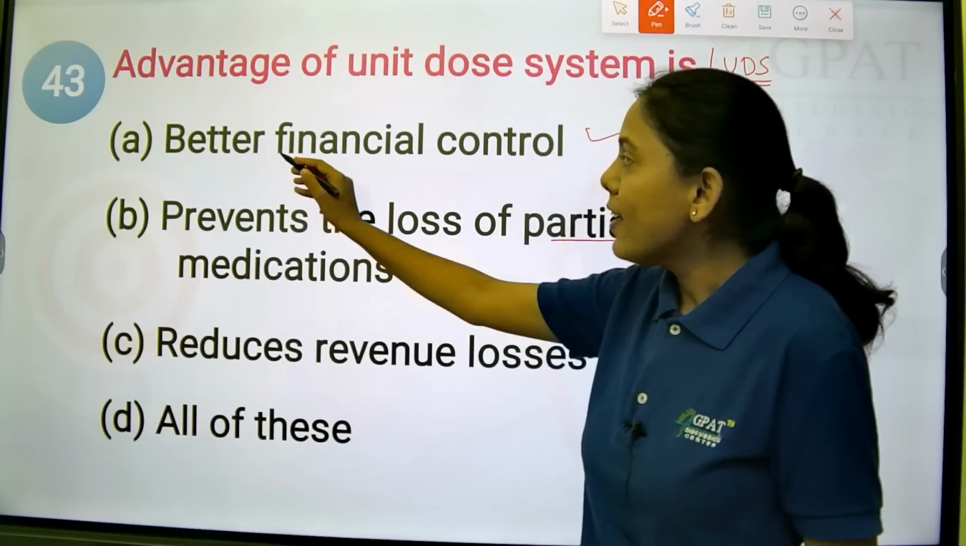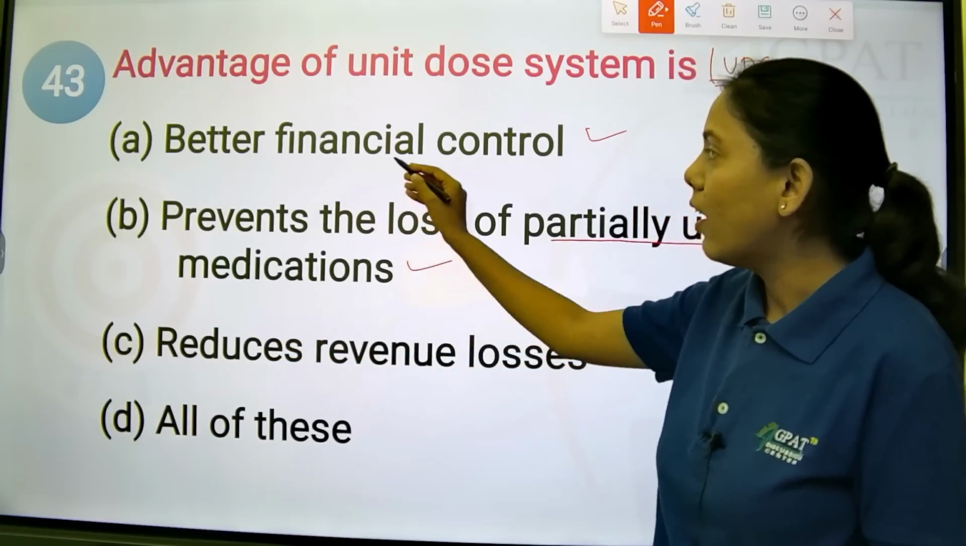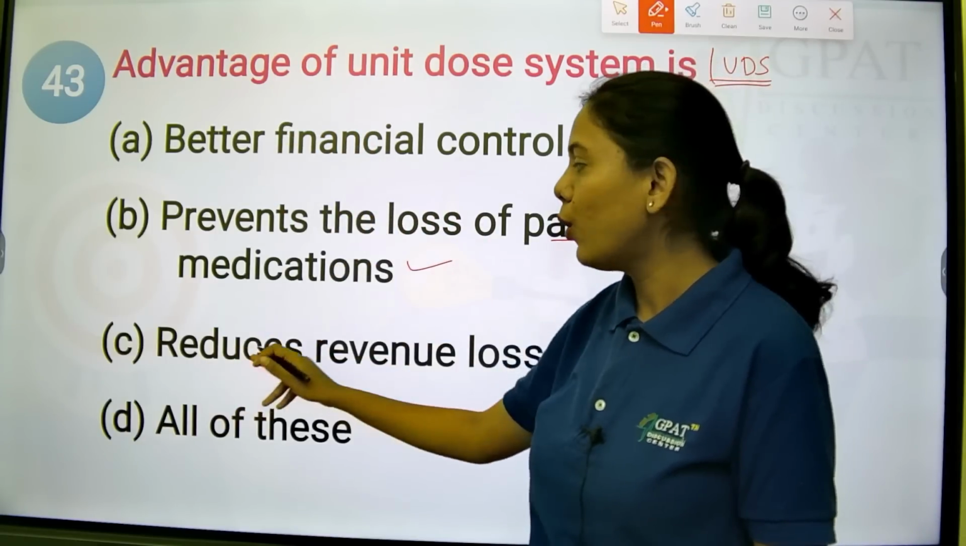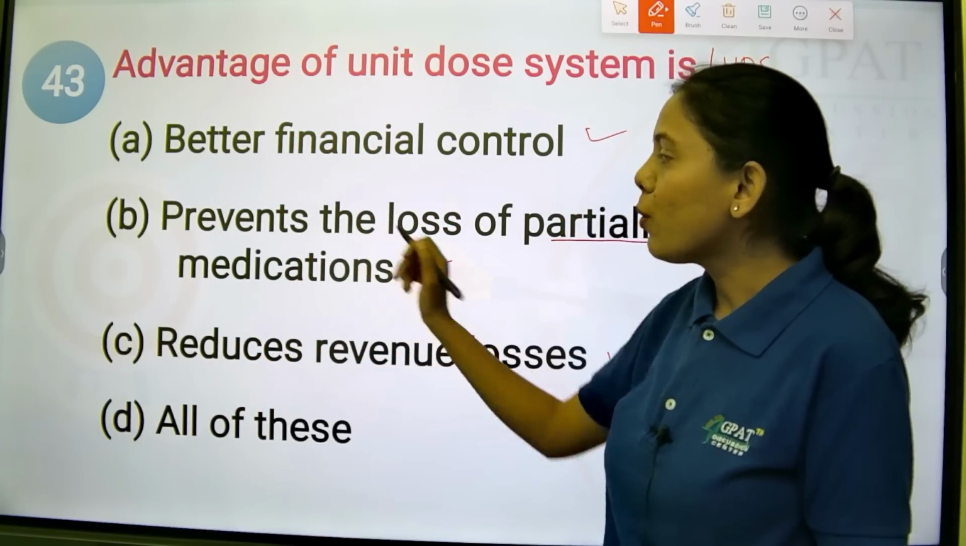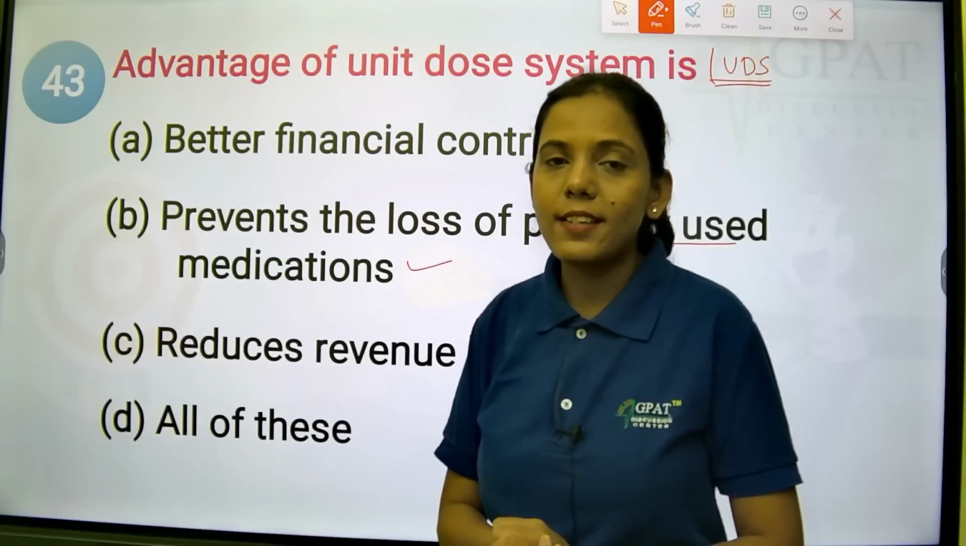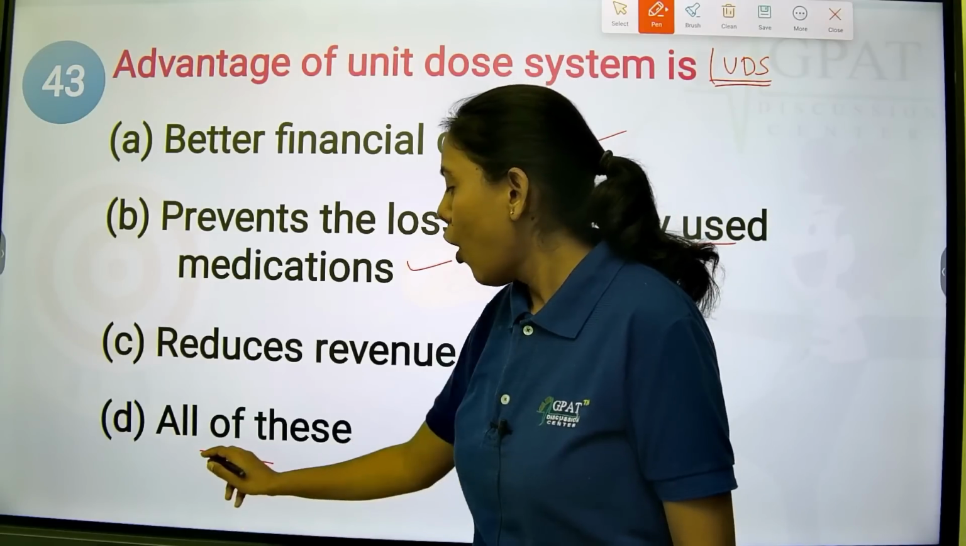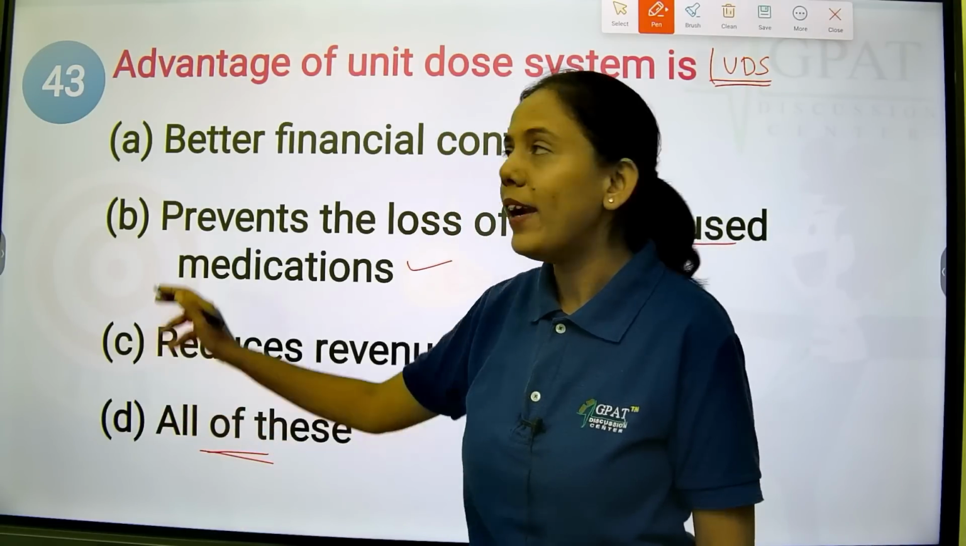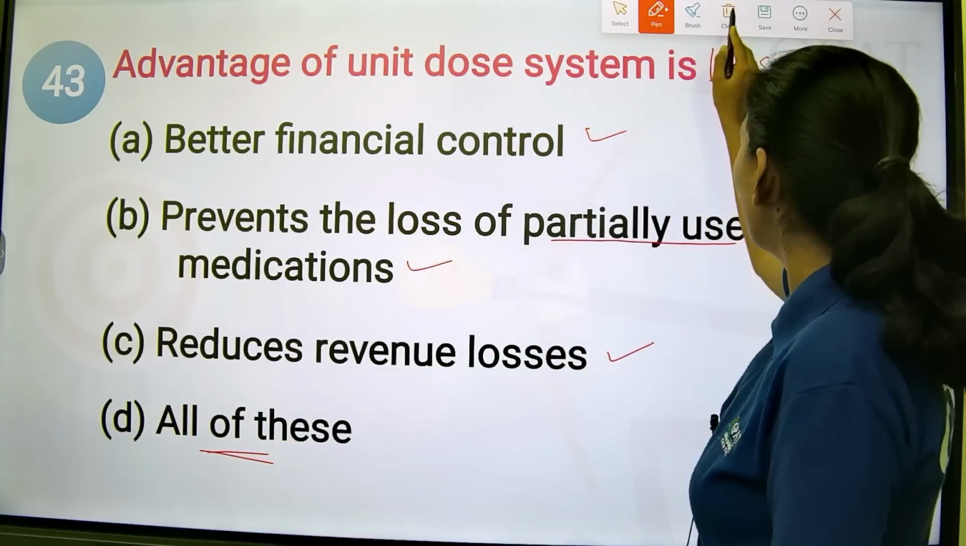Yes, it has all of the advantages, including the financial control, reducing revenue losses, and it will also prevent the loss of partially used medication. So option D is the right answer. All of this is included as the advantage of UDS in the healthcare unit.